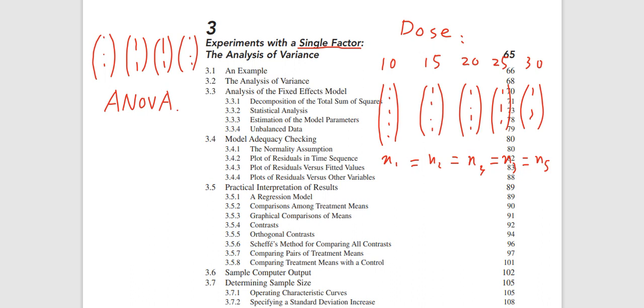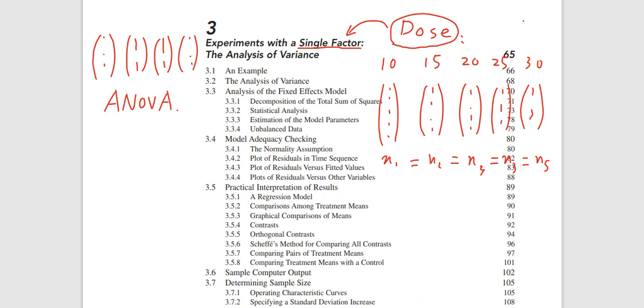Okay, and so we call this a single factor. So here the factor is this. So this is a single factor. We have only one factor. This factor has some different levels. So we should determine which level is the best one, right? So those are just experiments with a single factor.